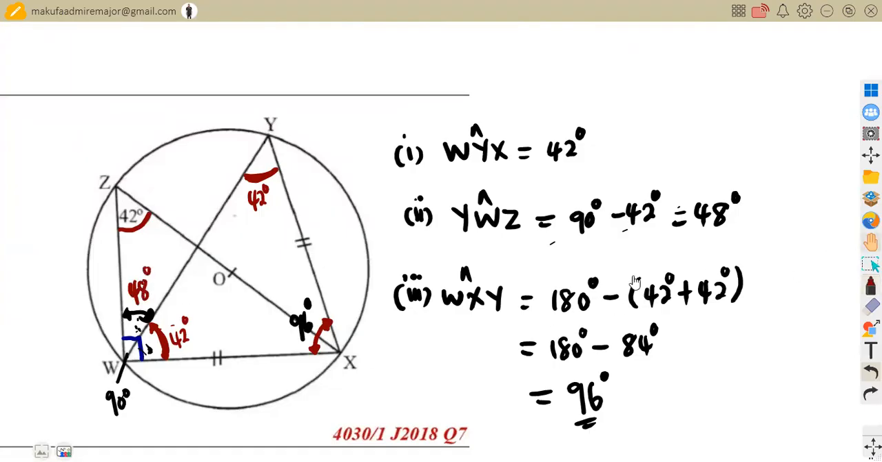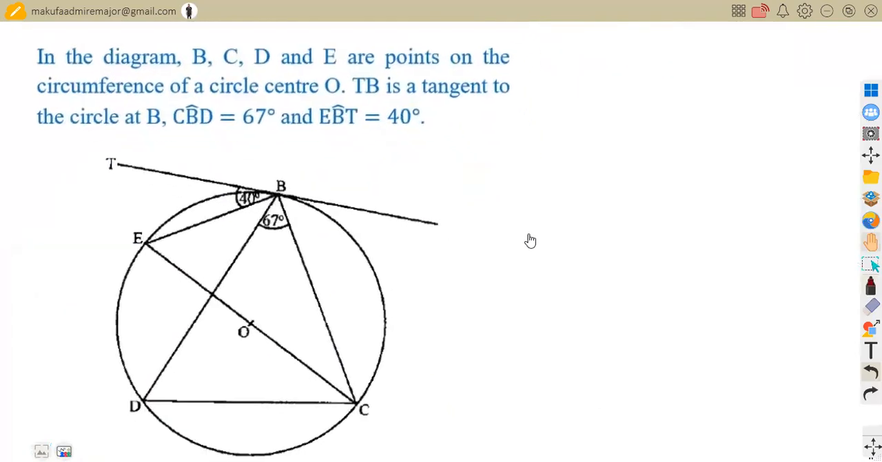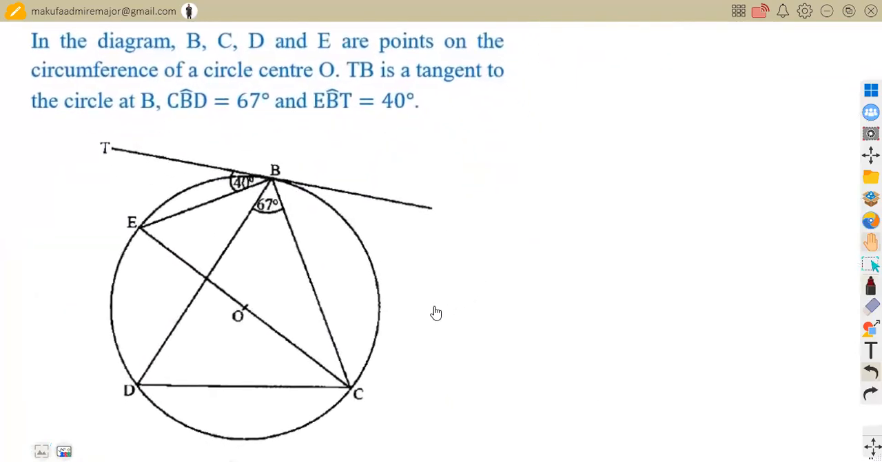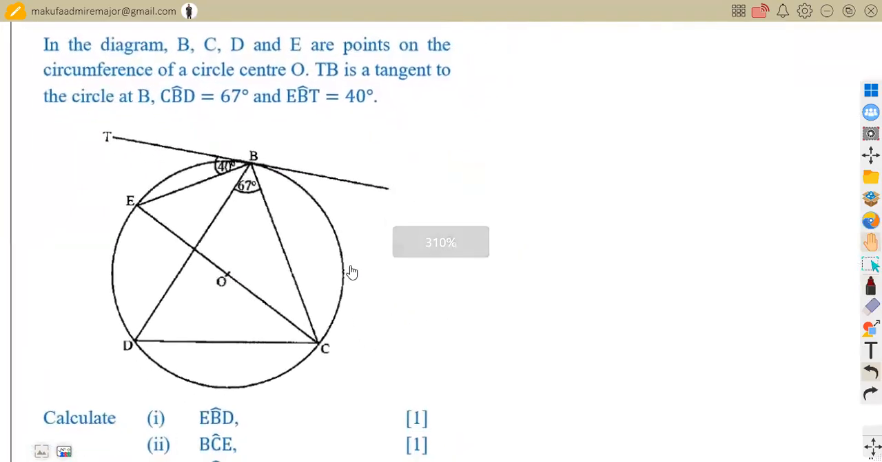So there are so many ways that you can actually answer as long as you are using the theorems. What is important is that, are you applying your theorems? That's the most important part.